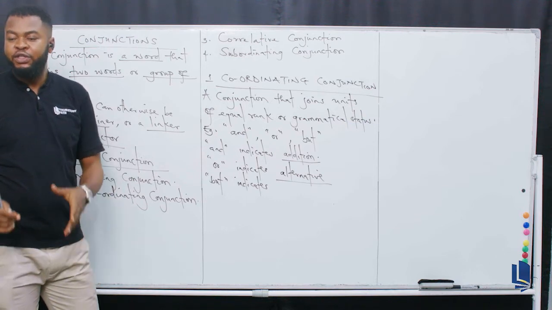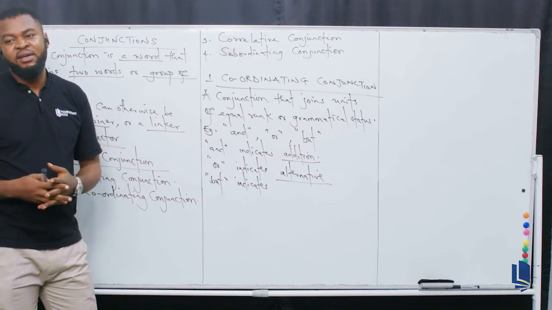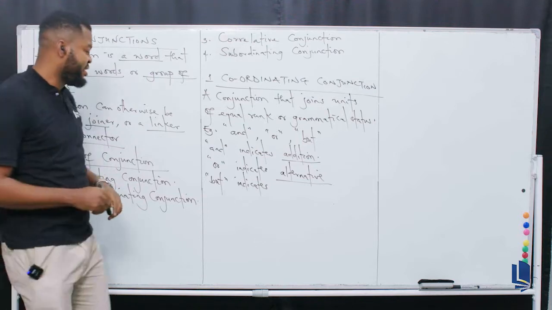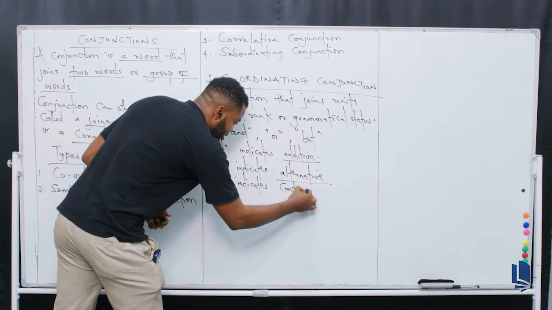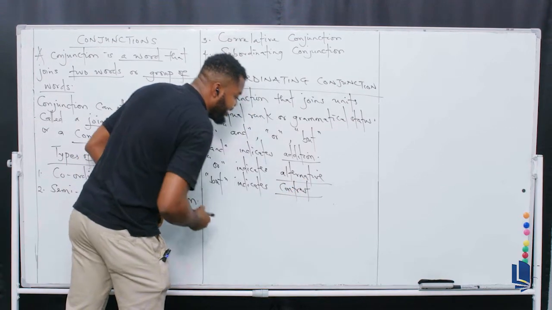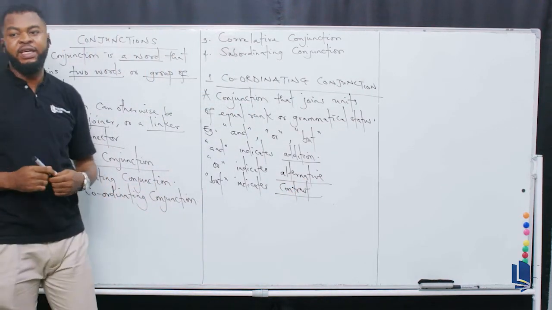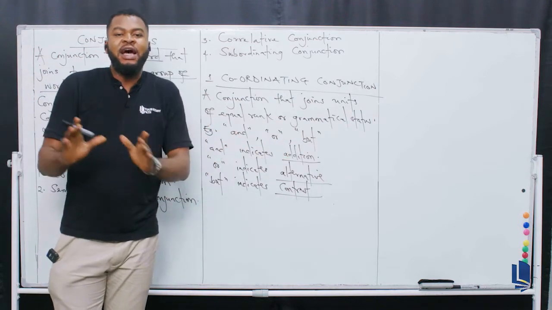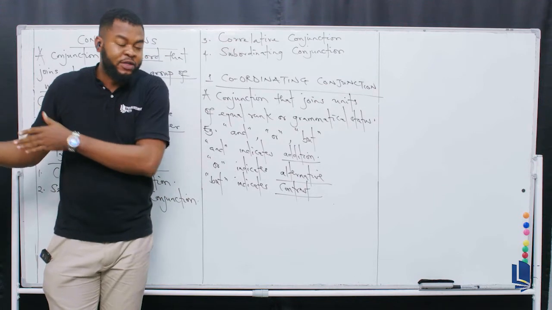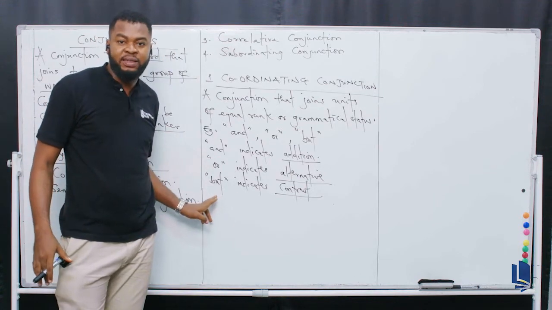Please, all students, get your notebook and your pen. Make sure you're participating. Now let's go. But is mostly used to indicate what? Contrast. That is opposite idea. So it means in a stretch of a sentence, one aspect has to be positive, the other aspect has to be negative. That's what you're saying by contrast. Okay?